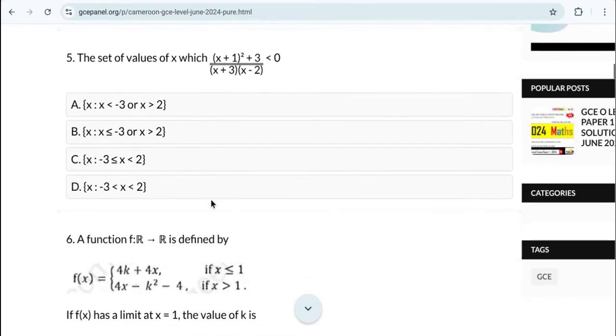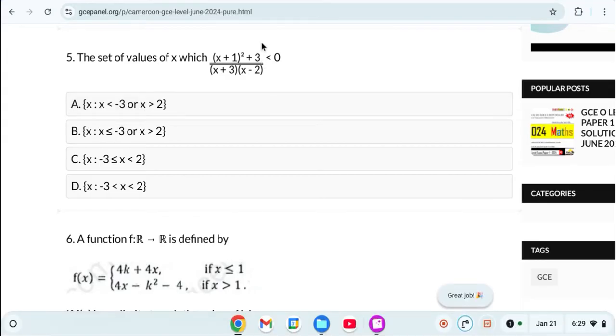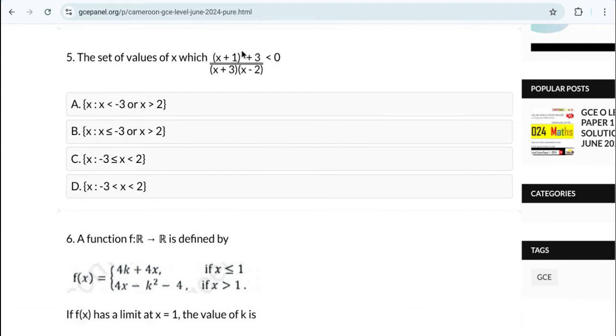Question 5. The set of values of x for which this expression is less than 0 is... For this expression, since it's multiple choice and we don't have enough time, to go faster we can just consider the denominator. Why? Because the numerator is always positive. The numerator is always positive because x plus 1 all squared plus 3 is always a positive number.